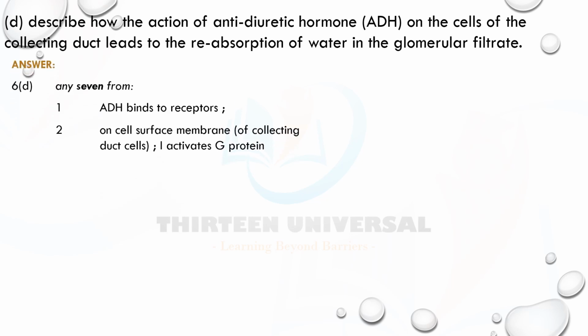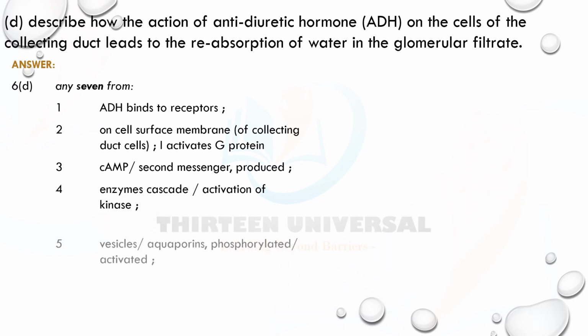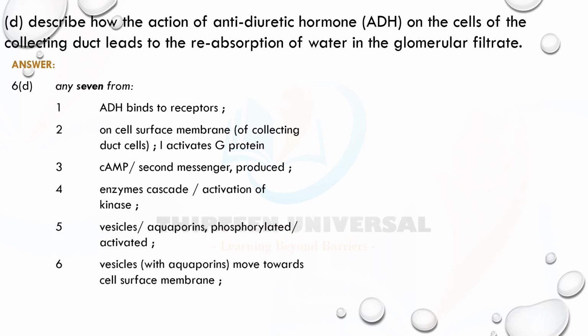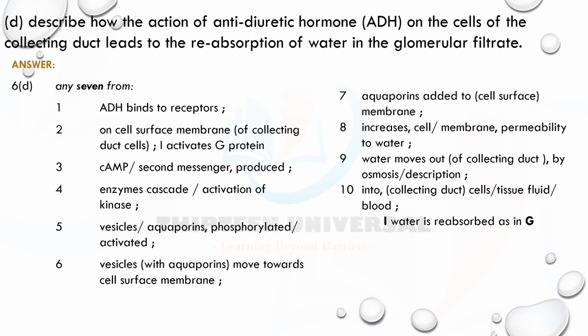So look at it. ADH binds to a receptor on the surface membrane of the collecting duct. A second messenger is produced, there is an enzyme cascade, and activation of kinase. Now these are vesicles carrying aquaporins, so they fuse with the cell surface membrane. So water moves out of the collecting duct by osmosis. That's 7 marks. That's where we stop.